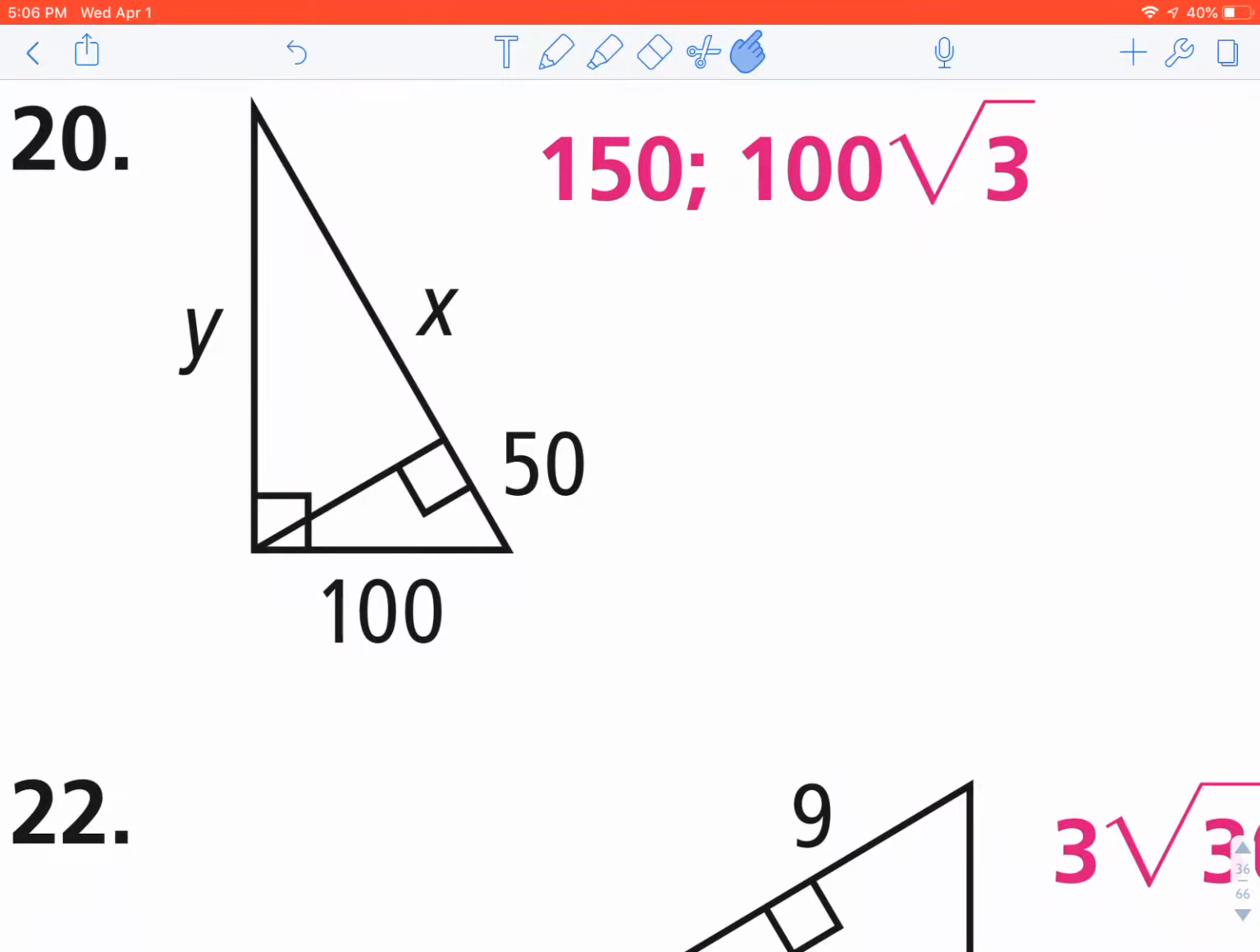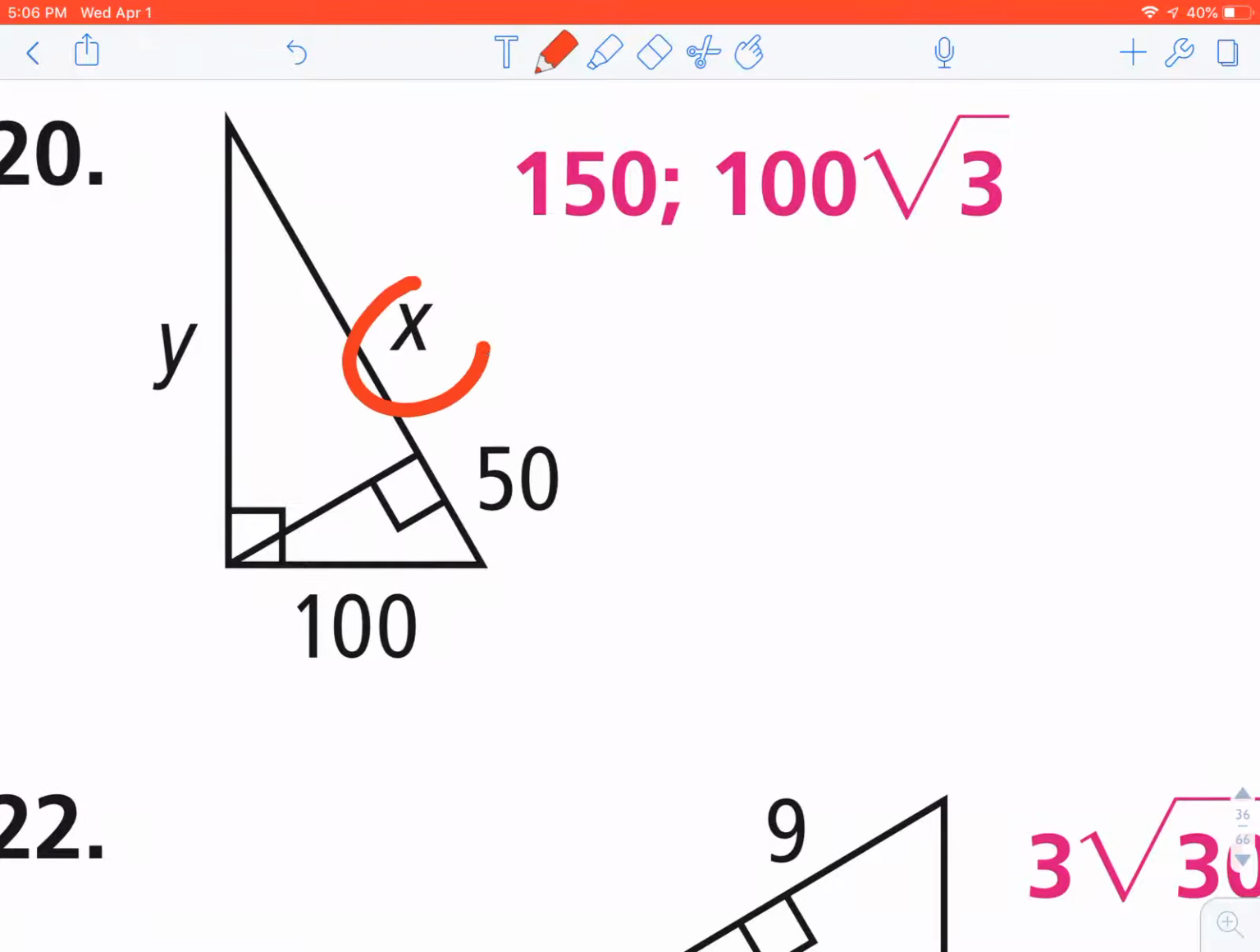on this one too, it doesn't matter which one you find first. I would probably find x first, but it doesn't matter. Actually, I lied. I lied. You would need to find x first. I'm so sorry. You need to find x first in this because in order for you to find y, you need to know the length of the whole hypotenuse. Okay? So we got to find x first.